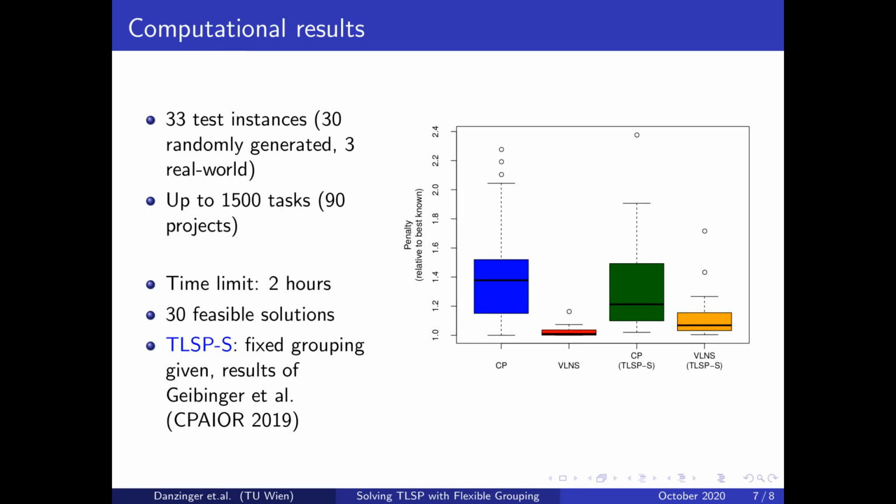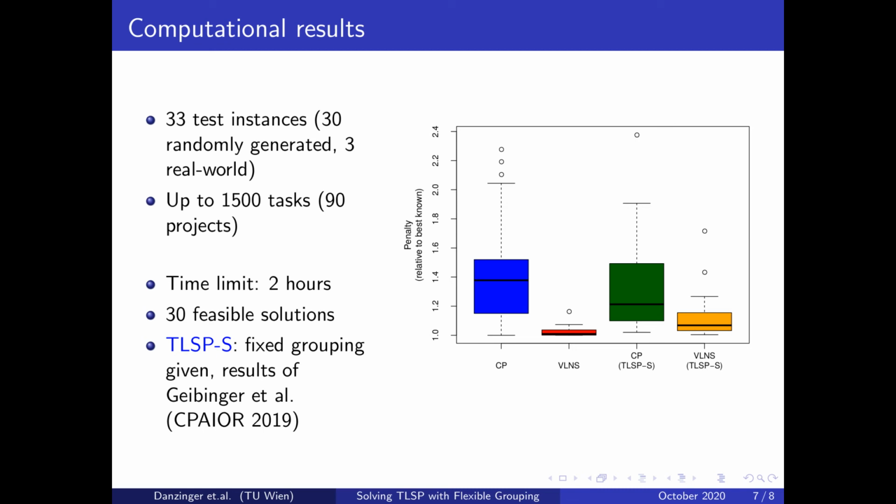We evaluated our model on 33 benchmark instances, of which 30 have been randomly generated and 3 are real-world instances from our industrial partner. These instances have different sizes and properties and range from about 5 projects with around 30 tasks up to large instances with 90 projects and over 1,500 tasks. All these instances are available online, including the anonymized real-world instances.